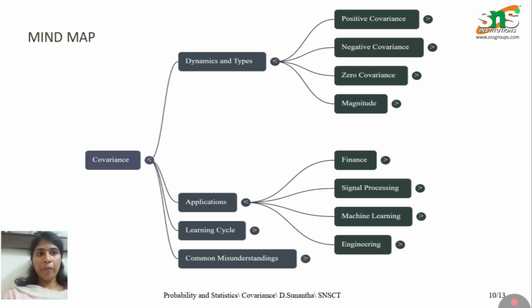So here is what we have seen in covariance. First we discussed what is covariance, then positive covariance, zero covariance, and negative covariance. Next we studied what is magnitude. Next, the real life applications in finance, signal processing, machine learning, and engineering were discussed. We also discussed the design thinking based concept of covariance. Next, how it is misunderstood in some cases.